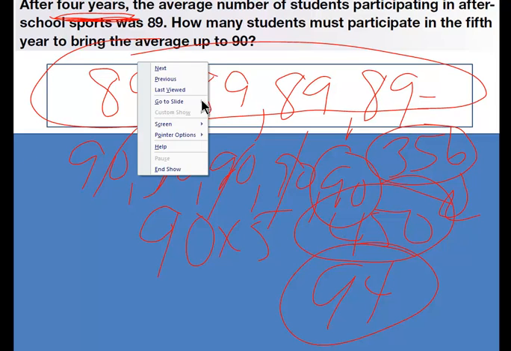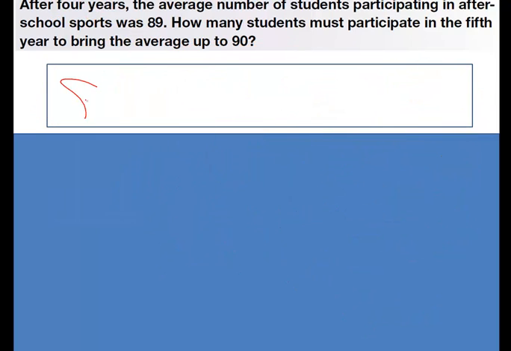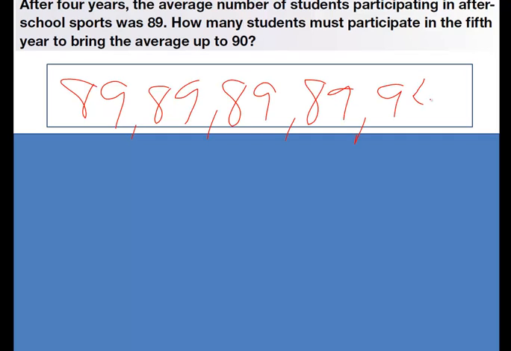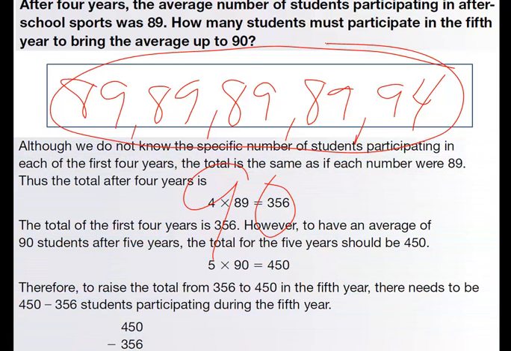So the way that's going to look is like this. We've got the 89, 89, 89, 89, and then we'd need a 94 in order to get a 90 average for all these 5 years. I know it's a little bit complicated. You can do it.